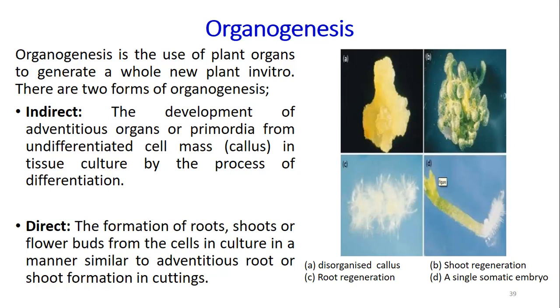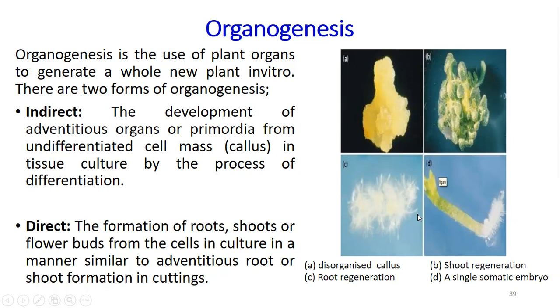You don't go through the stage of callus formation. So the callus formation is eliminated and you can form the different organs from the cells directly. Okay, so here we have A. This A picture that you see here is the disorganized callus, which is the undifferentiated callus cells. Okay, the B is shoot regeneration. So you are able to see the shoots forming from the callus, as you can see here.